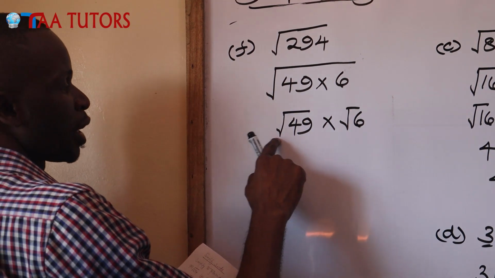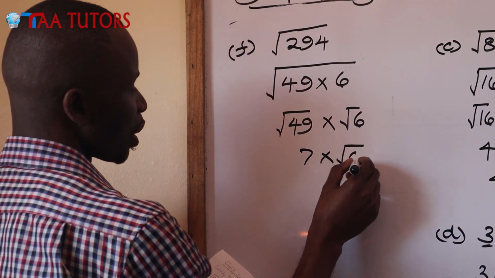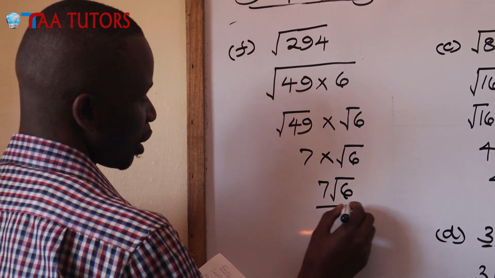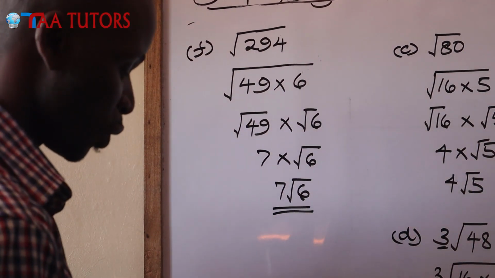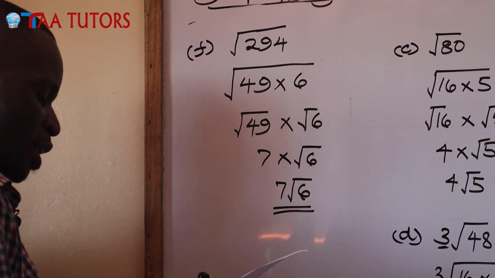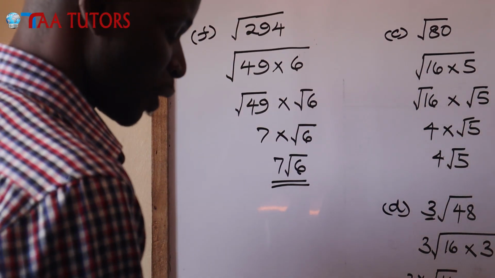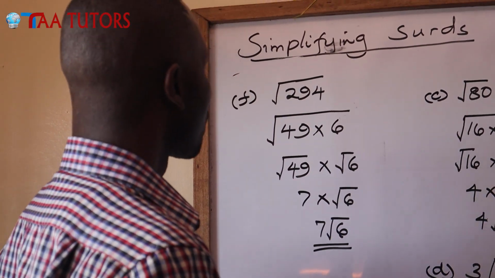And SAD 49 is 7. So 7 times SAD 6 will be 7 SAD 6. And we have simplified the SAD of 294.